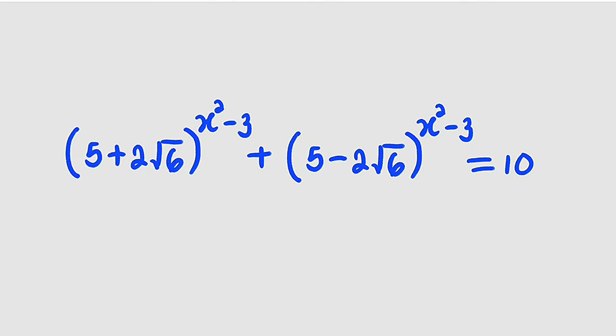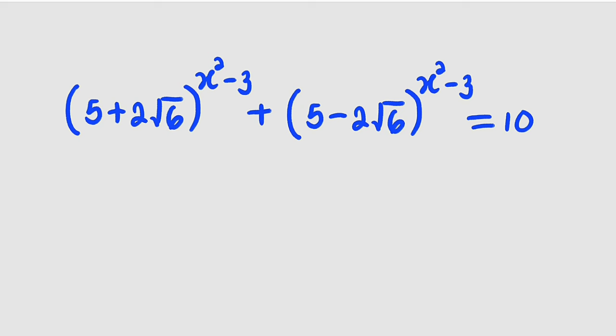Hello good day viewers. In this tutorial we are going to find a solution to this amazing problem, which is (5 plus 2 root 6) to the power of x squared minus 3, plus (5 minus 2 root 6) to the power of x squared minus 3, the whole of this equal to 10.